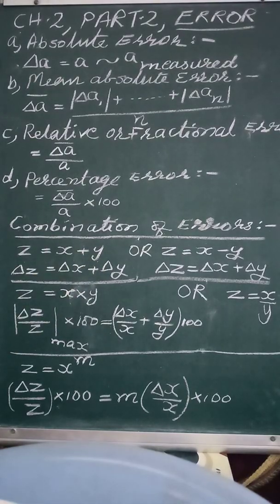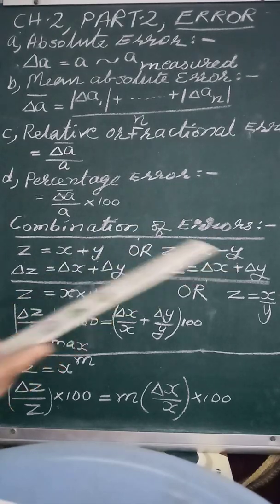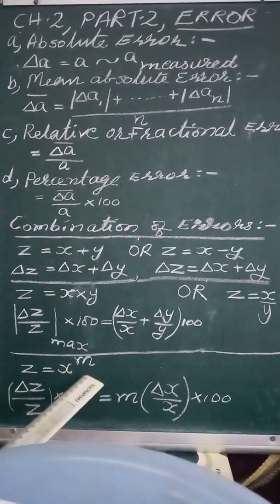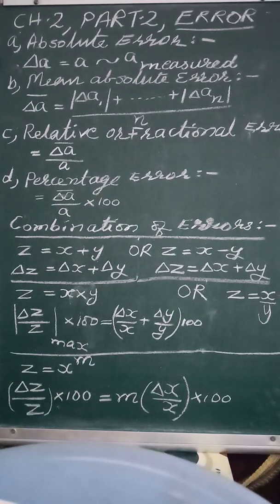I repeat it again. When we do some mathematical operation like addition, subtraction, multiplication, division, and when we take the powers, how will we do the total error calculation?